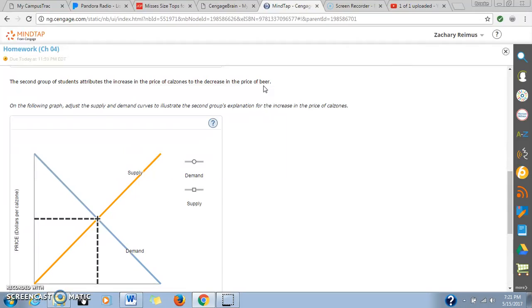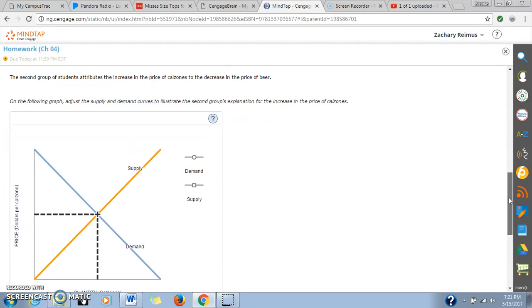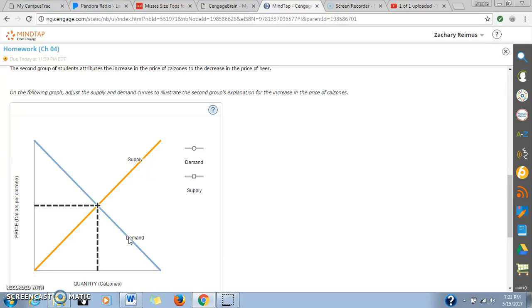Well, if it's talking about consumers buying them together, we're going to be working with our demand curve. Now, if the price of beer is going down, then that means that people have more money to spend on their pizza, or to buy more pizza than they normally would. So we can shift our demand, and they have more to spend, which means they're going to demand more. So we shift our demand to the right. It should look something like that.